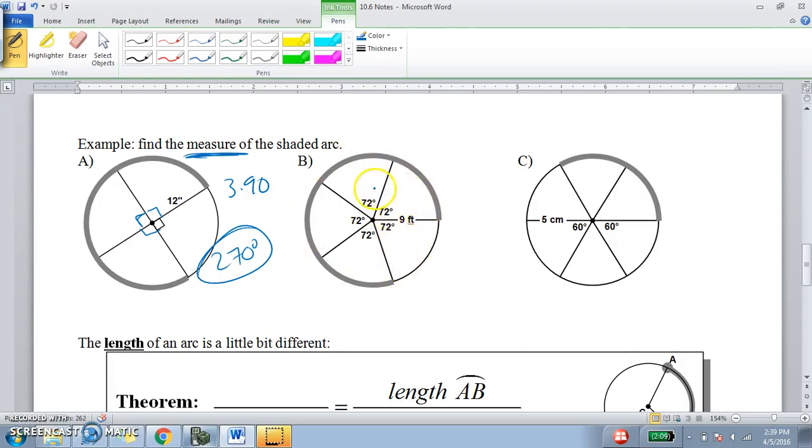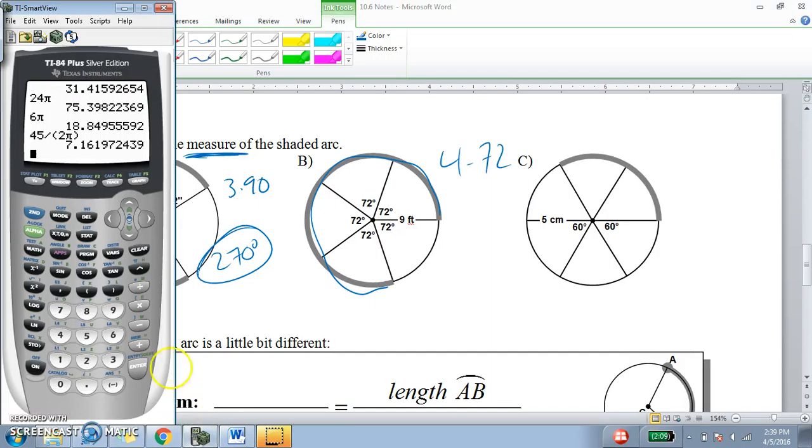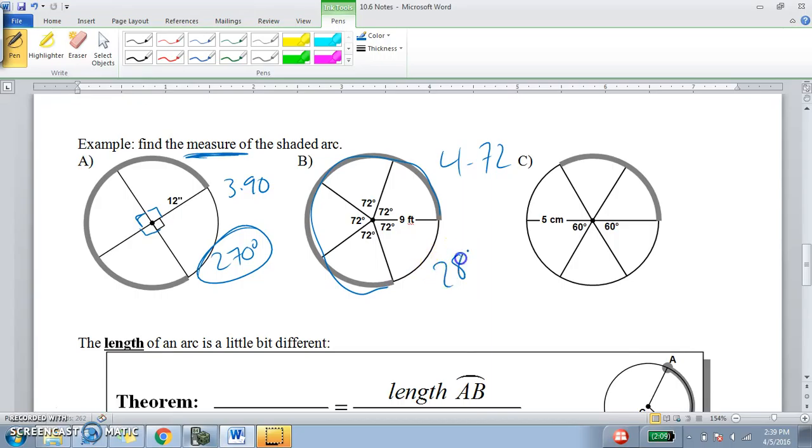This circle is cut into 5 72-degree chunks, and this arc is covering 1, 2, 3, 4 of them. So 4 times 72 gives me 288 degrees. This one is cut into 60-degree chunks, because this is 60 across from each other right here, and 60 across from each other right here. These 3 angles have to add up to 180. 60 plus 60 plus 60 equals 180. So I know these 2 chunks right here are 60 degrees. Add them together, 60 plus 60, and this arc is 120.